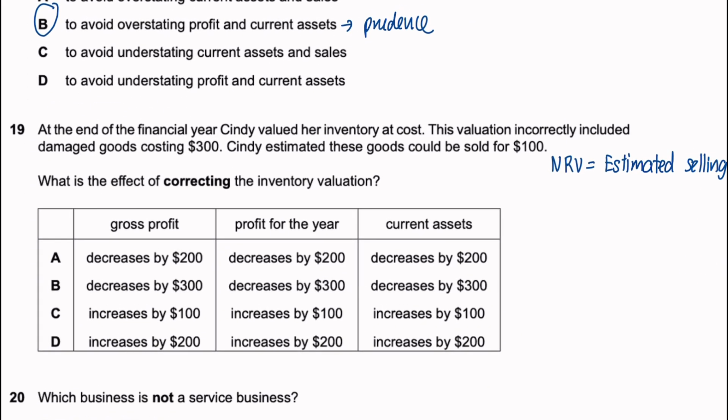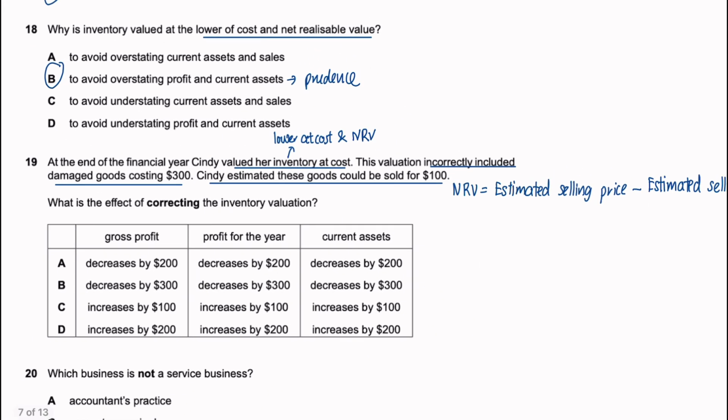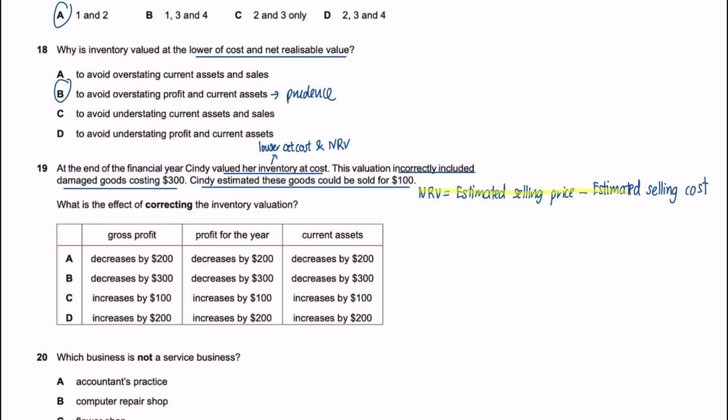Question 19. At the end of a financial year, Cindy valued her inventory at cost. This valuation incorrectly included damaged goods costing 300. Cindy estimated these goods could be sold for 100. So when you value your inventories, you need to use the lower of cost and net realizable value. The formula for NRV is the estimated selling price minus the estimated selling cost.